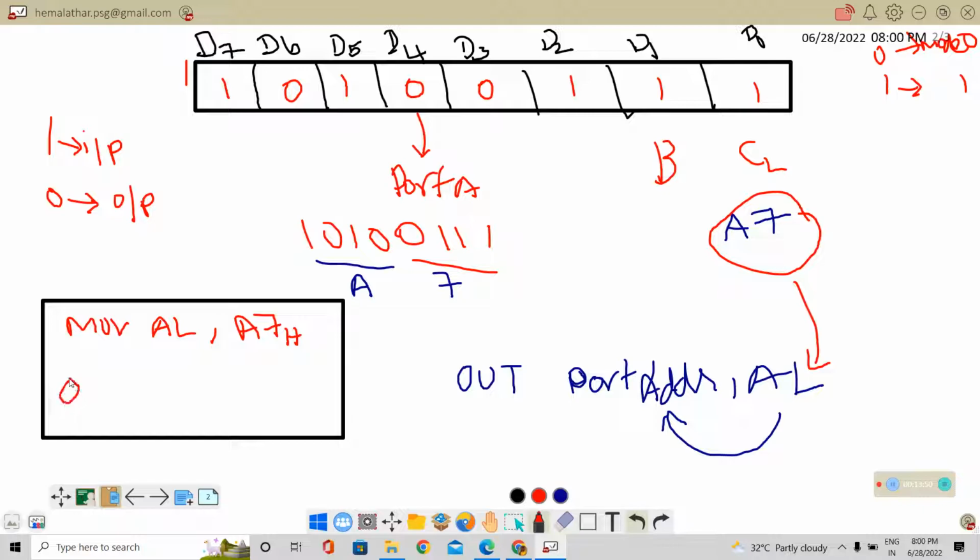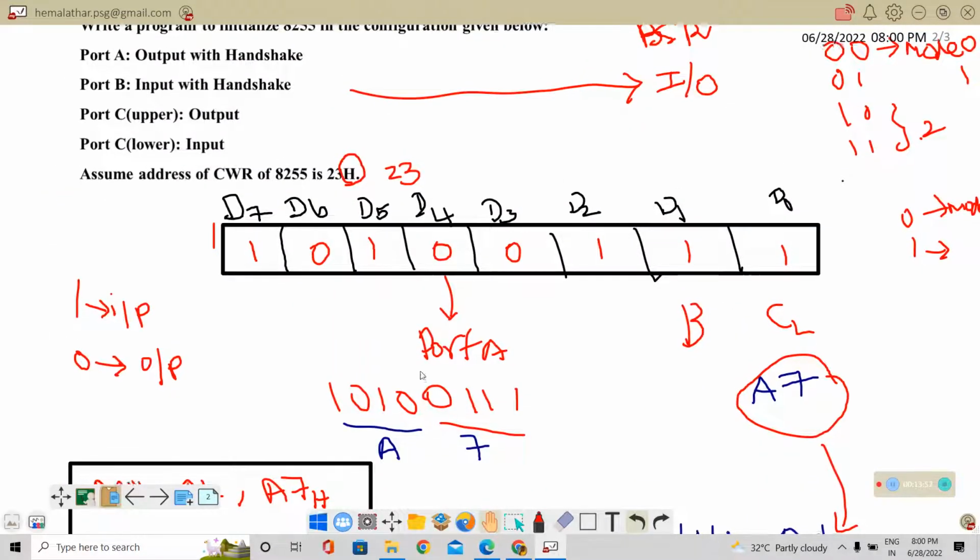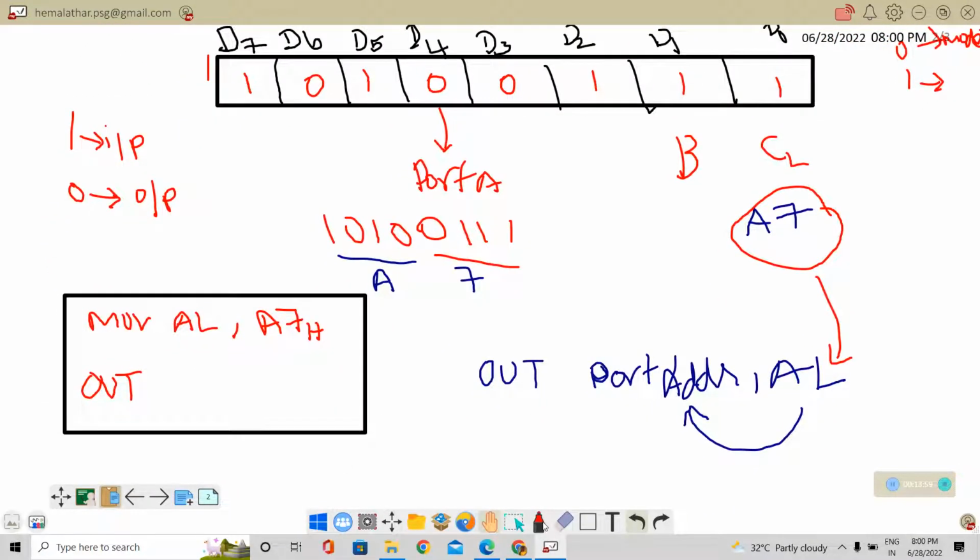So the instruction will be OUT. The port address given in the question is 23, so it will be OUT 23, comma, AL, where you stored this A7 in your AL register. This is the way you write the program to initialize the 8255. MOV AL, A7H.